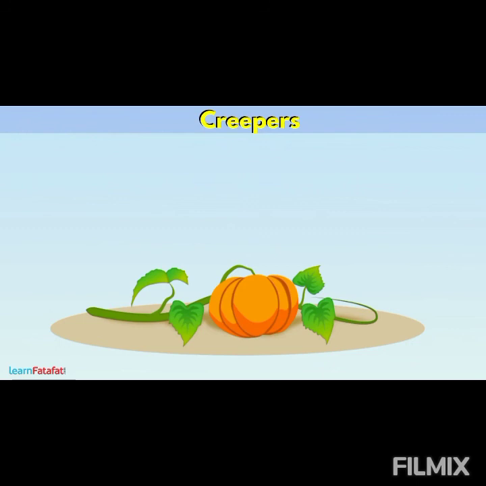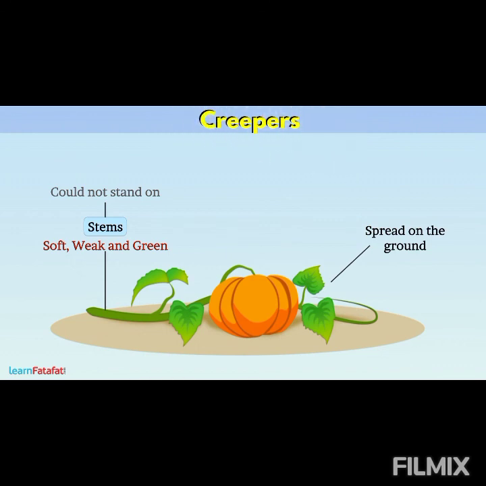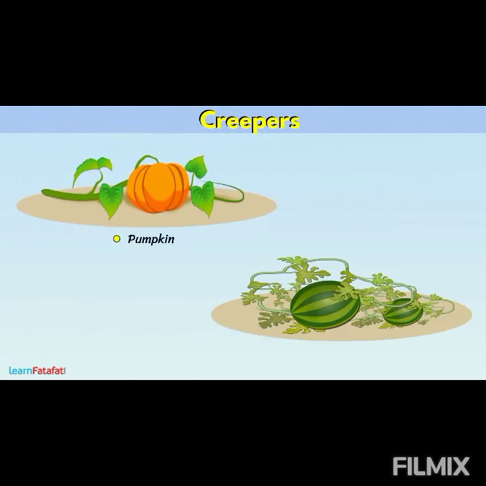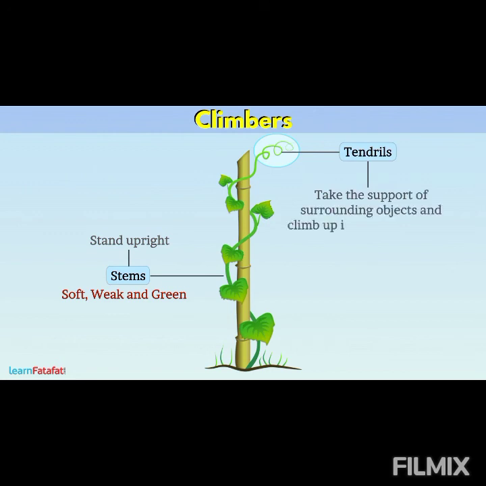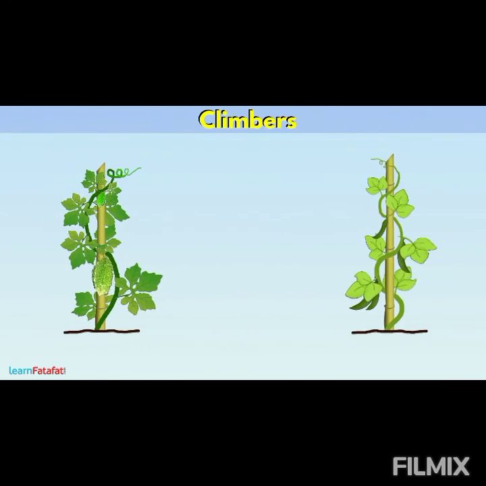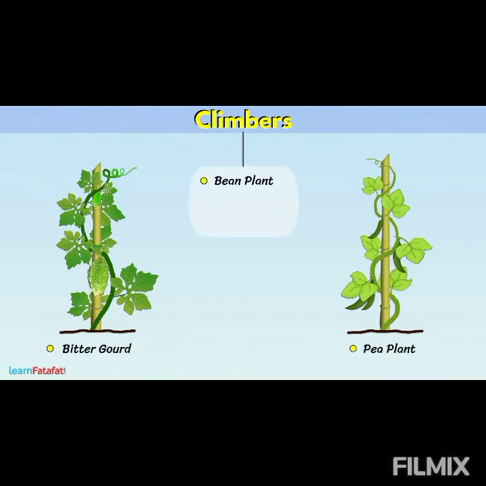Creepers. There are some plants which have soft, weak and green stems. Plants cannot stand on such stems and so they spread on the ground. Such plants are creepers. Examples: pumpkin, watermelon, etc. Climbers. Similar to creepers, some plants have soft, weak and green stems. However, instead of spreading on the ground, these plants have tendrils with which they take the support of surrounding objects and climb up in a vertical direction. Such plants are called climbers. Examples: bitter gourd, pea plant, bean plant, bottle gourd, bougainvillea, etc.